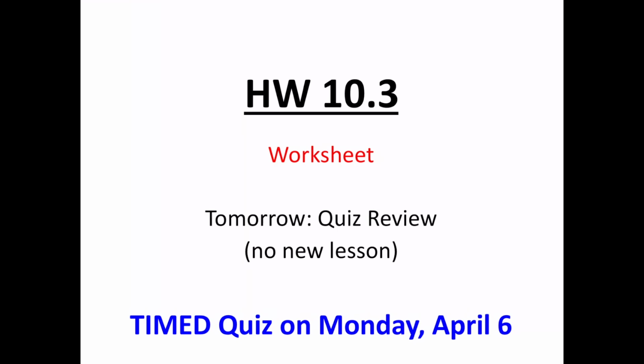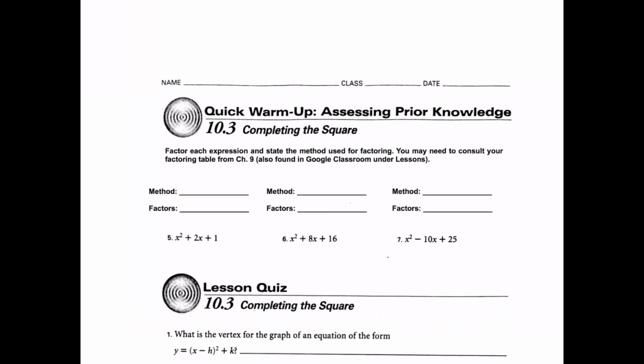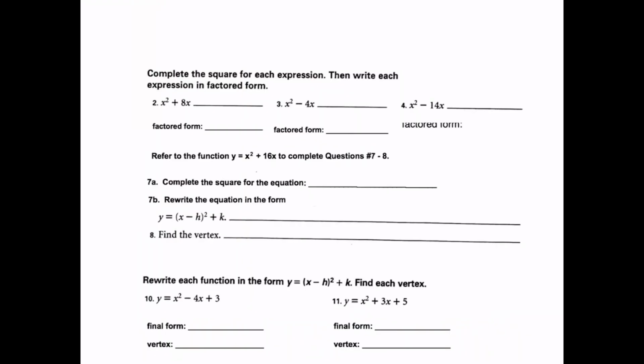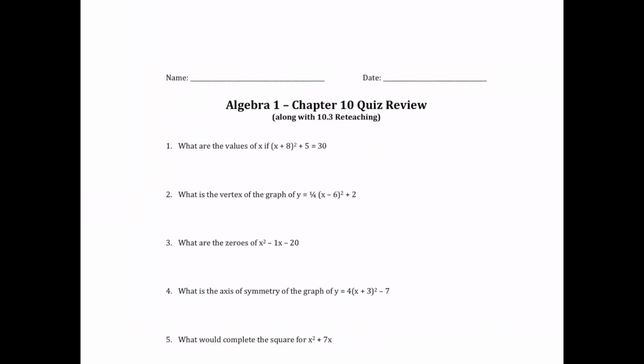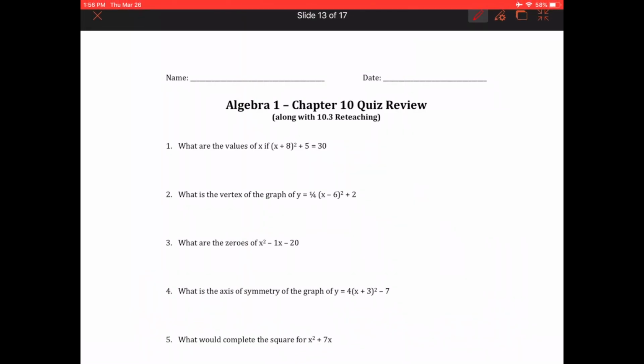So here's the homework for 10.3, okay? They'll ask you to complete the square first, so it won't be as tricky here, just to factor. This is the bottom of your homework here, 10.3, just going through and again completing the square. Now this is what your review is going to look like. Again, the review is already posted.